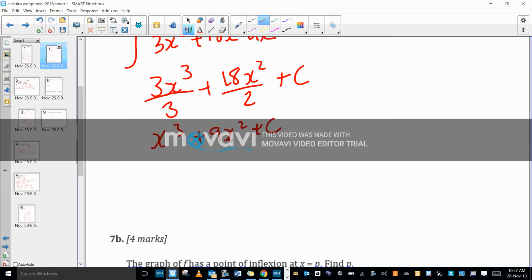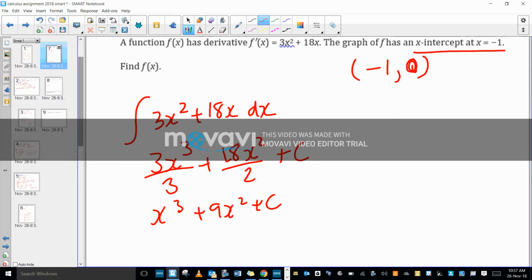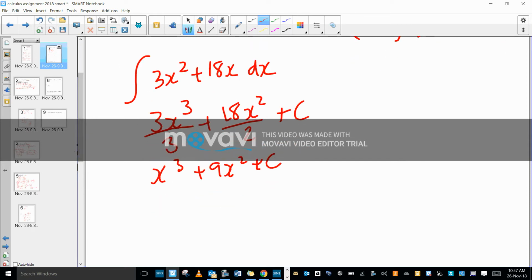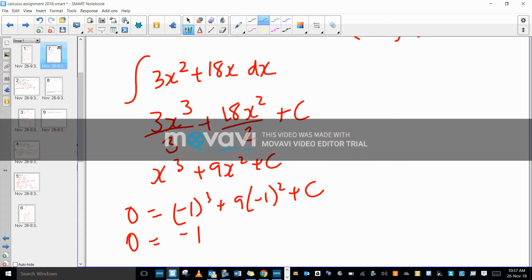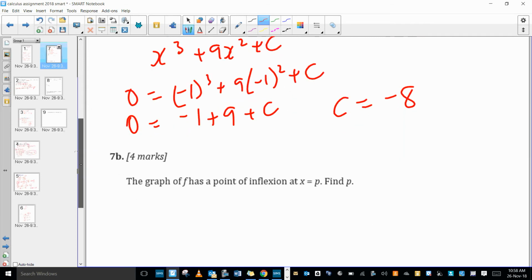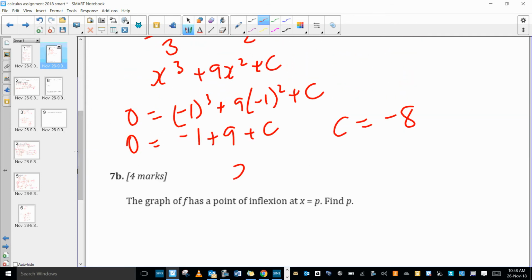As I said, it goes through the coordinates -1, 0. So that means that 0 equals -1 cubed plus 9 times -1 squared plus c. It's -1. -1 squared is 1 times 9 is 9. So then c is -1 plus 9, which is 8. Subtract 8. So our function is x cubed plus 9x squared minus 8.